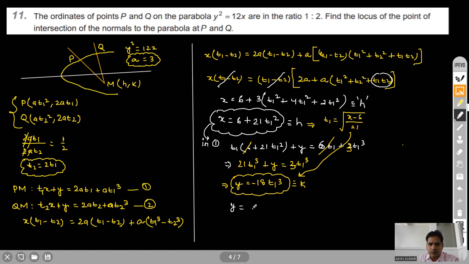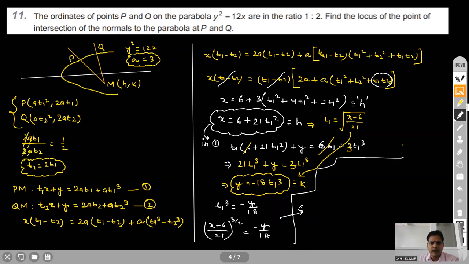So what will we get? We will get Y is equal to minus 18 times T1 cube, no? Or we can simply write it in this fashion also: from here we get T1 cube. T1 cube is equal to minus Y upon 18. This is what we got. Now put the value of T1 here. So it will be ((X minus 6) upon 21) power 3 by 2. This will be equal to minus Y upon 18.